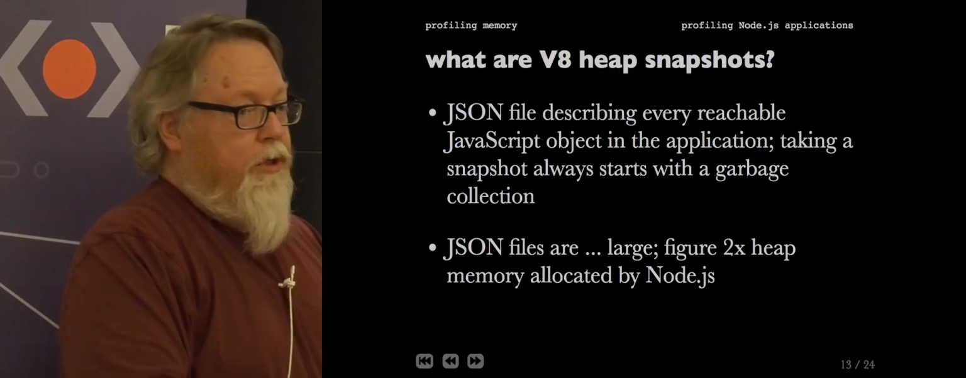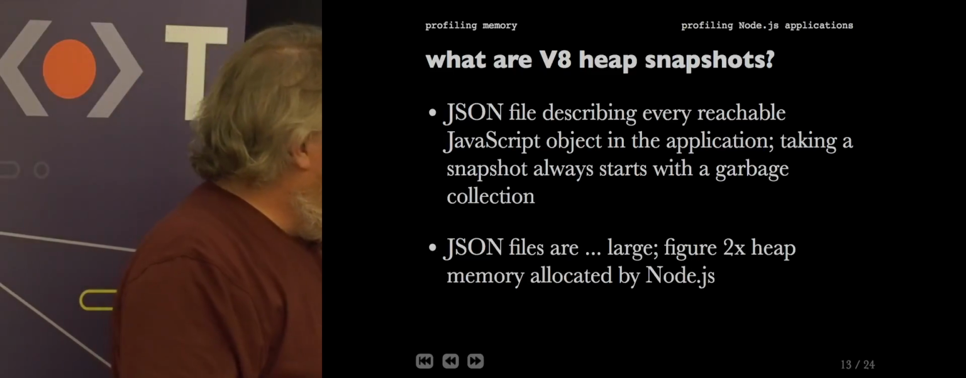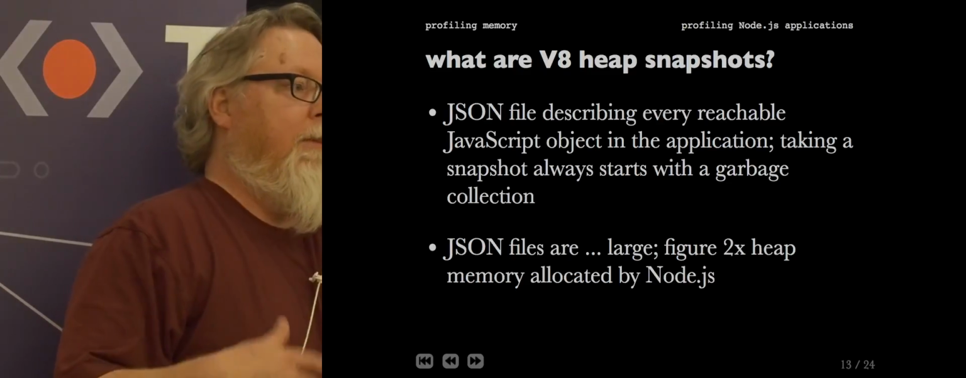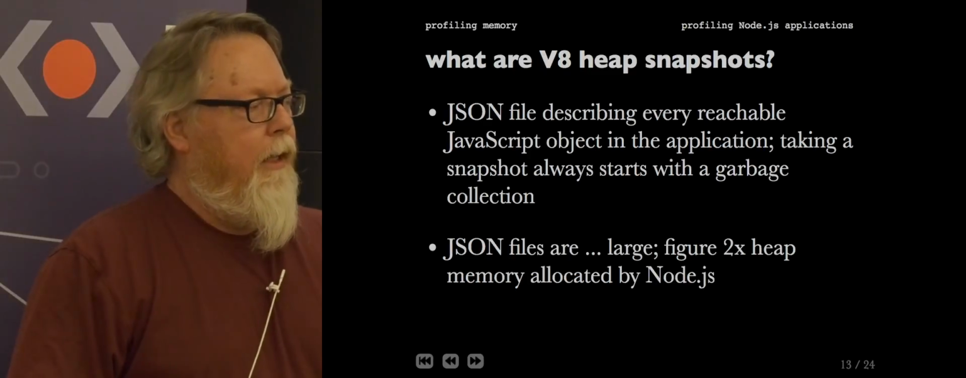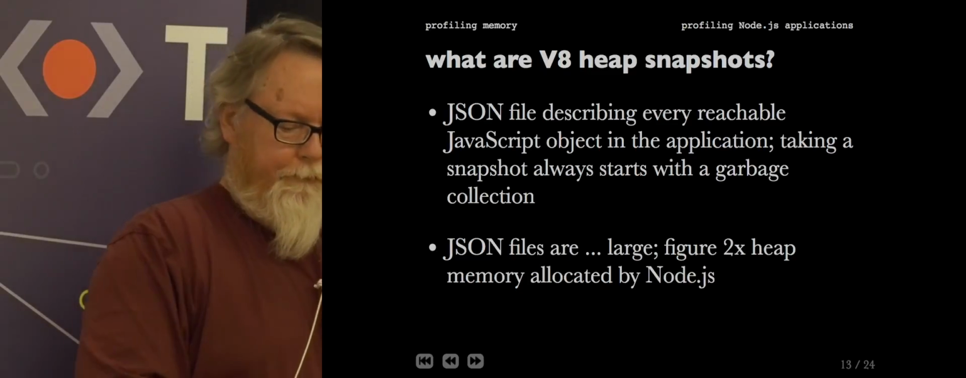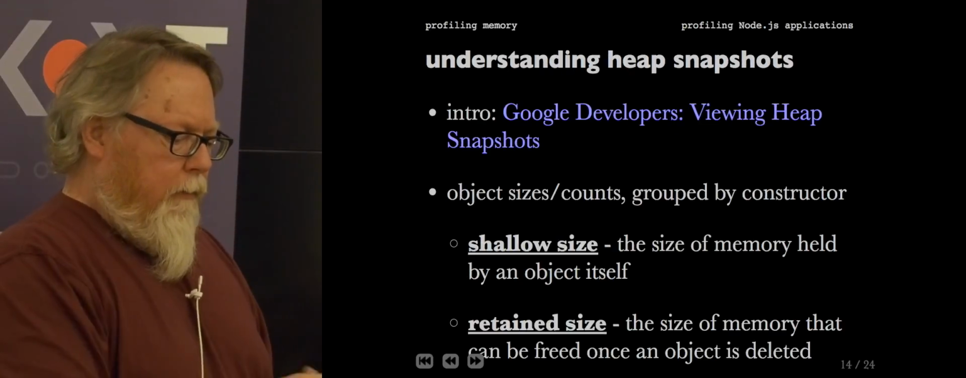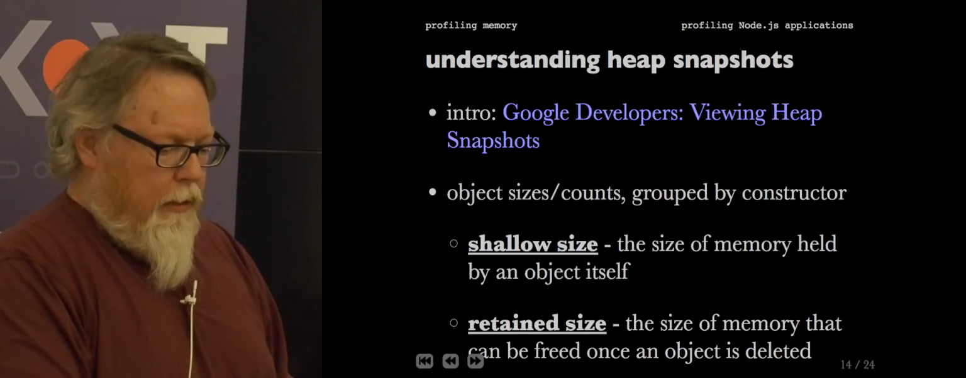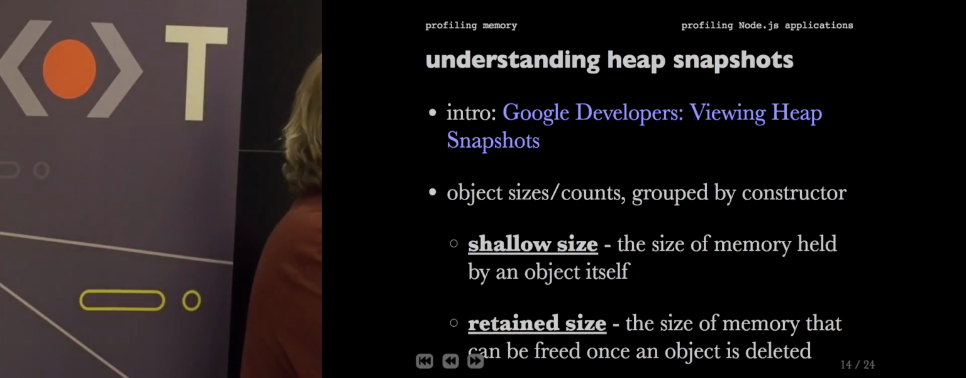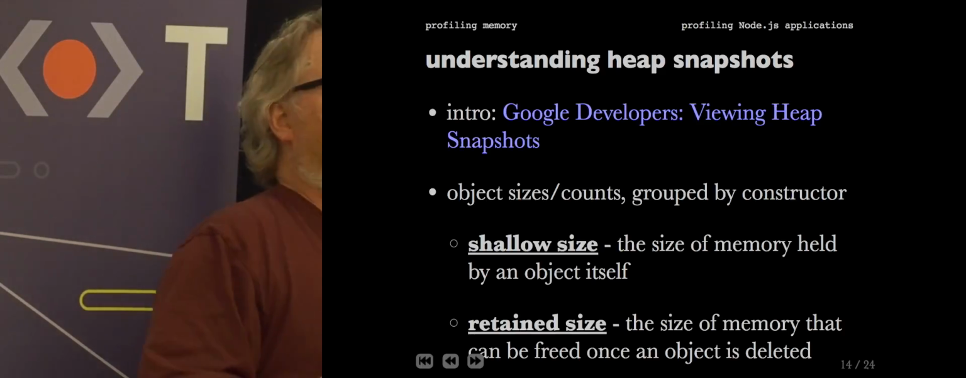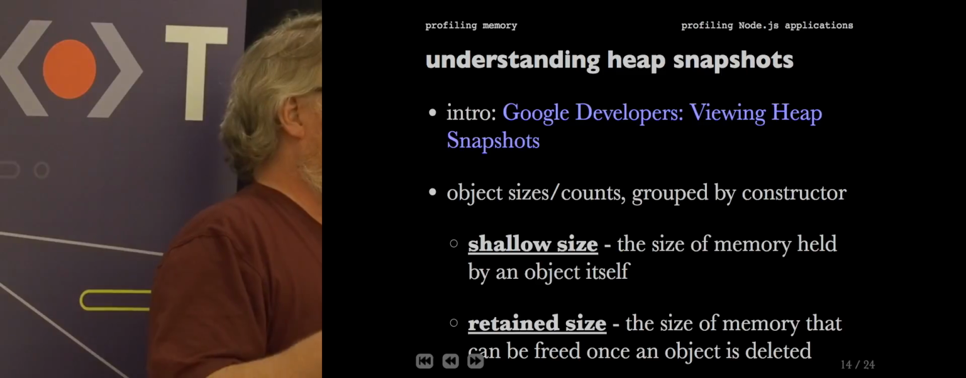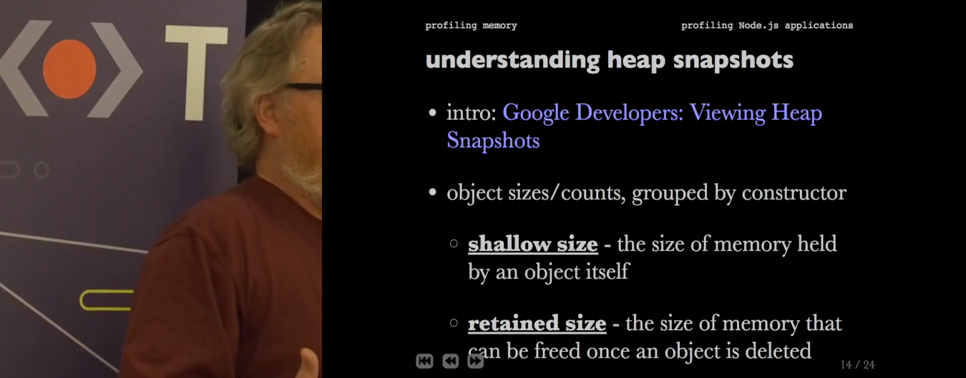Again, these files are huge, so we generally throw around like 2-3x the size of your actual heap. So if you're talking about a large program using 100 megabytes of memory, you might have a 200-300 megabyte heap snapshot. Another link to a Google article on heap snapshots. And generally the analysis tools for these, I would sort of say we're at the beginning stages of trying to figure out how to analyze these, because there's so much data in them.